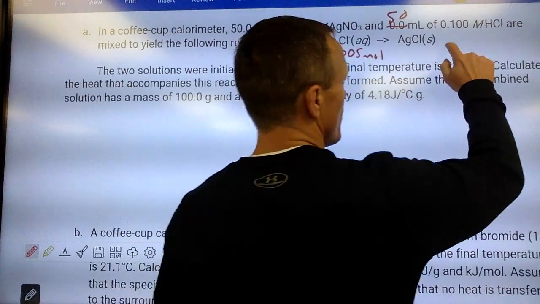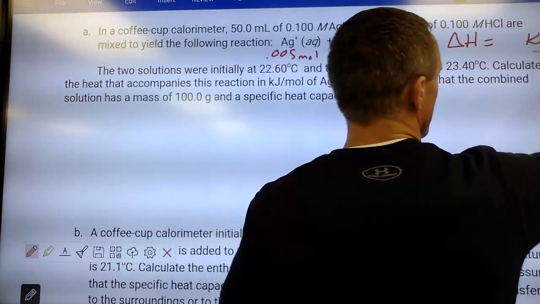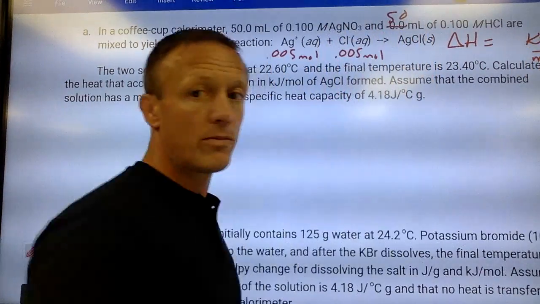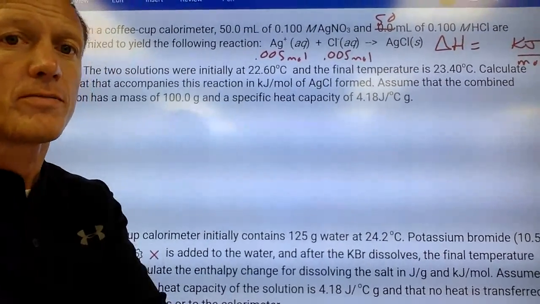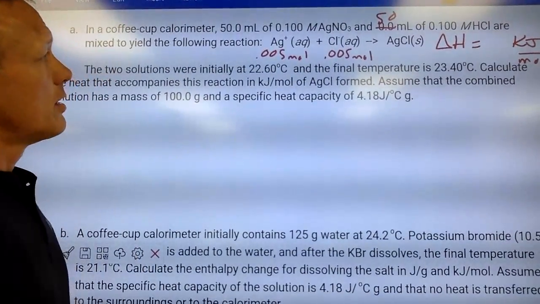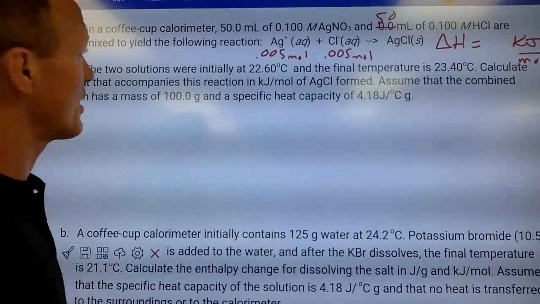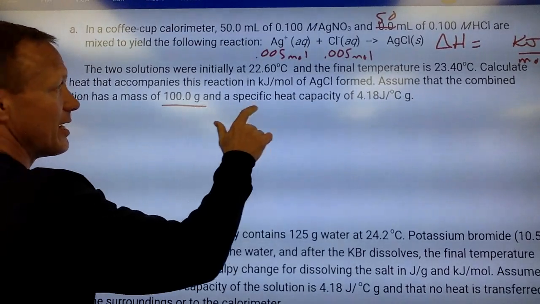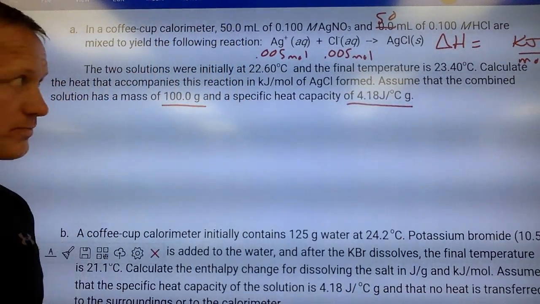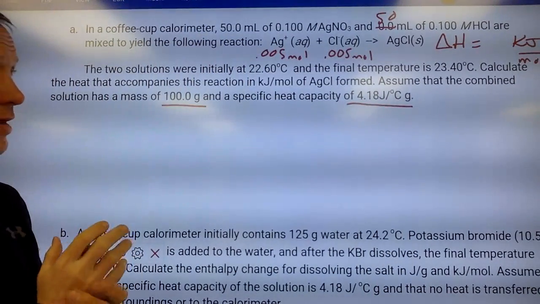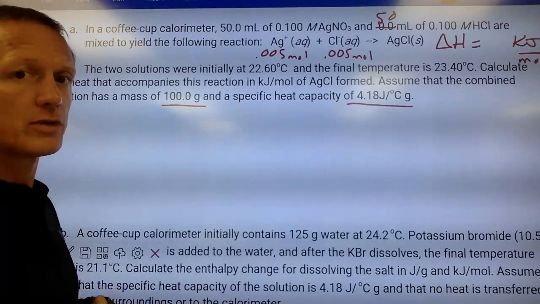So eventually we want to know what is the enthalpy change of this in kilojoules per mole. Sorry, you probably can't see that very well. And notice that it says this total combined solution has a mass of 100 grams, and the specific heat is that. That is not just the water, that is the solution. Well, that is also the water, but in this case, it will usually give you specific heat of the total solution and the mass of the total solution.